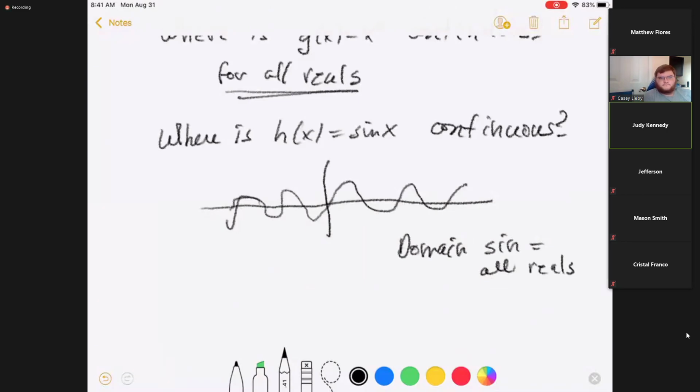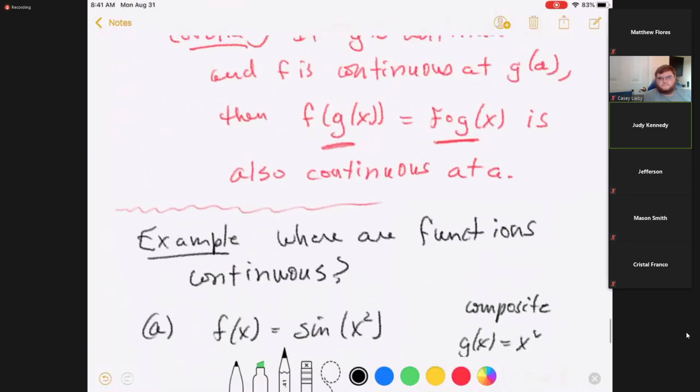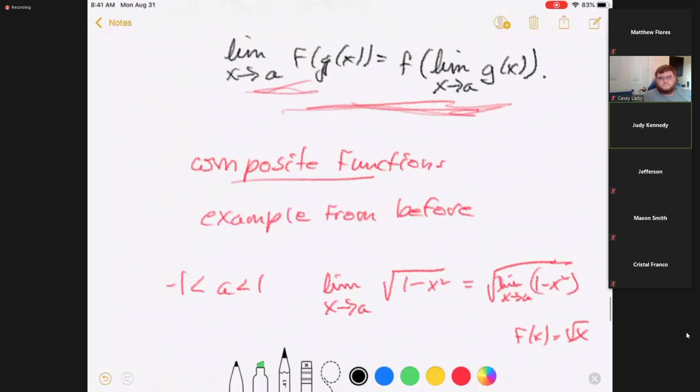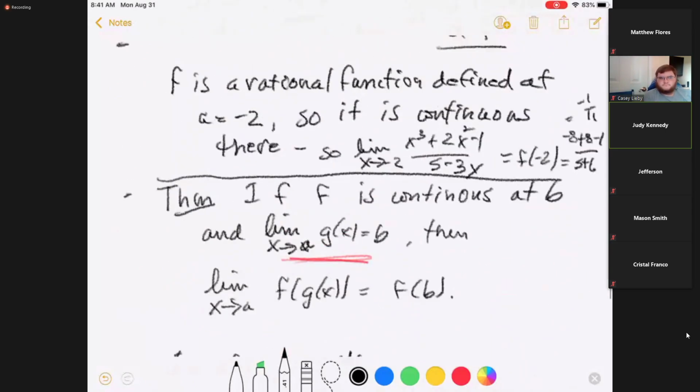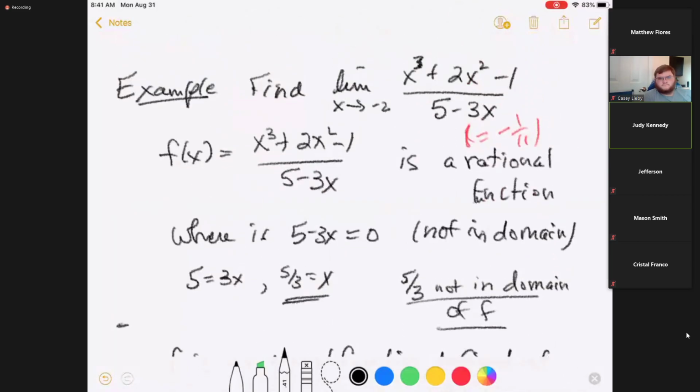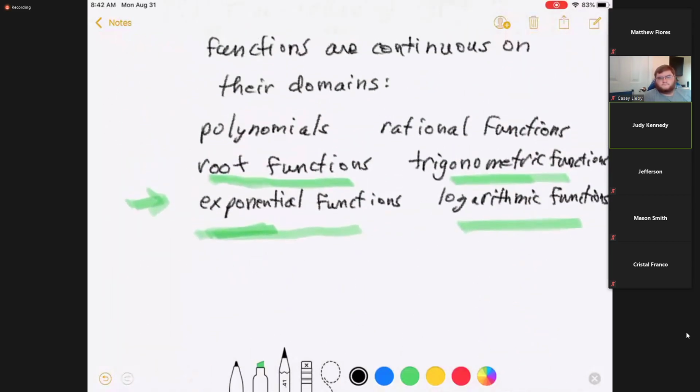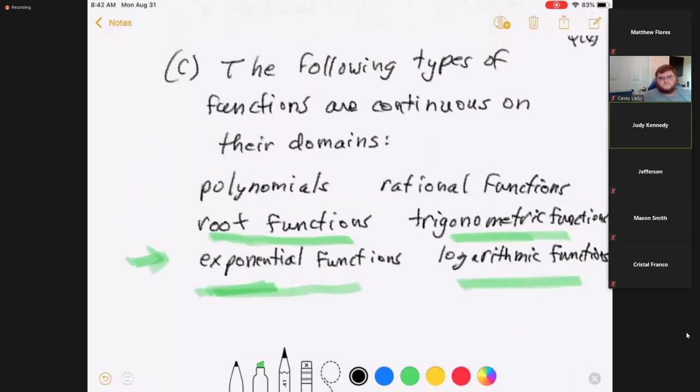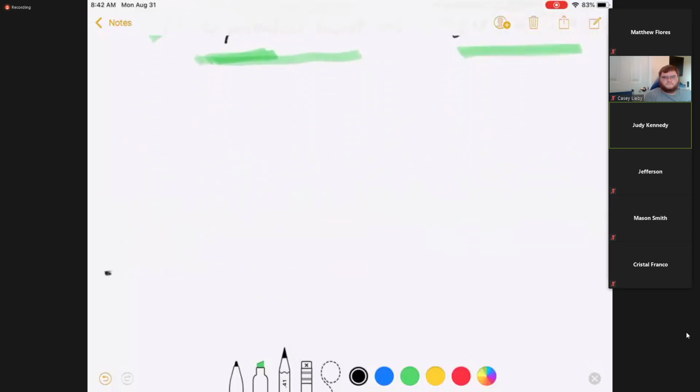And we just had a theorem, really. I think I stated it as a fact. So in the first example, we used this theorem about composites. But now, the following types of functions are continuous on their domains. It includes the trig functions. Well, the sine is a trig function. The sine is defined everywhere, that is, for each real number. Therefore, the sine is continuous everywhere.